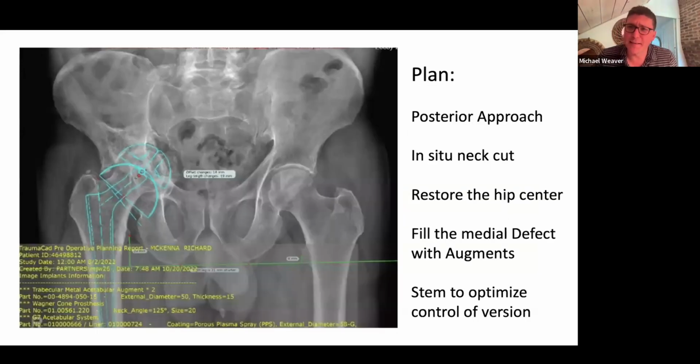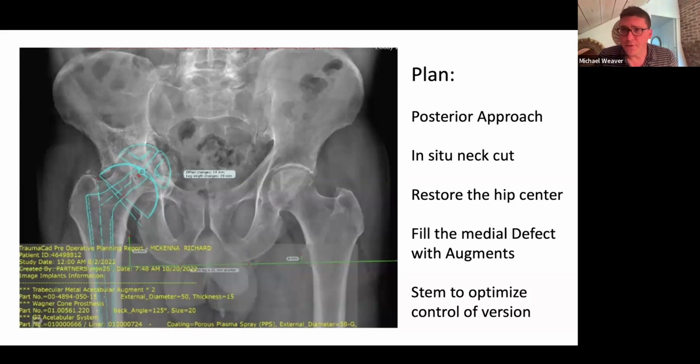So this is where I think planning is really useful. If you approach this case like a primary hip, it's going to be a very tough day. But if you plan it out, things go a lot more smoothly. Here I'm planning a posterior approach, which is what I use for the majority of my complex conversion cases. In situ neck cut, because this patient is really stiff. Then I want to restore the hip center. And to do that, I'm going to need to use augments or something else.